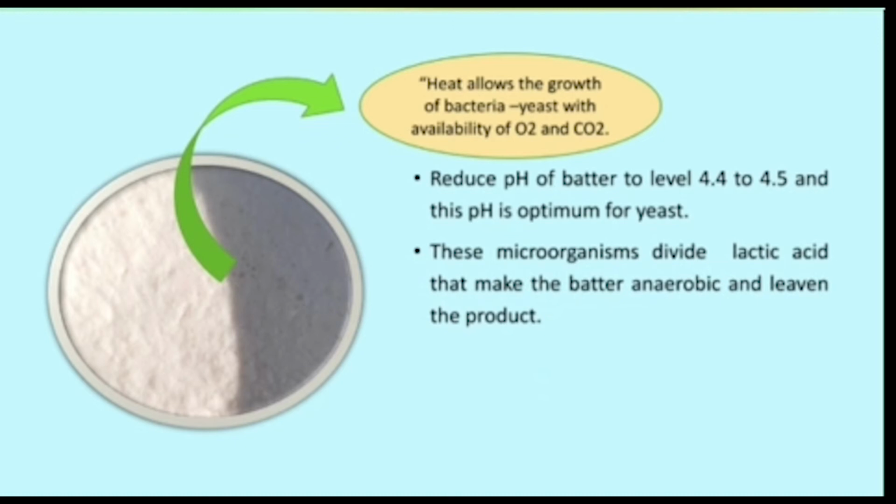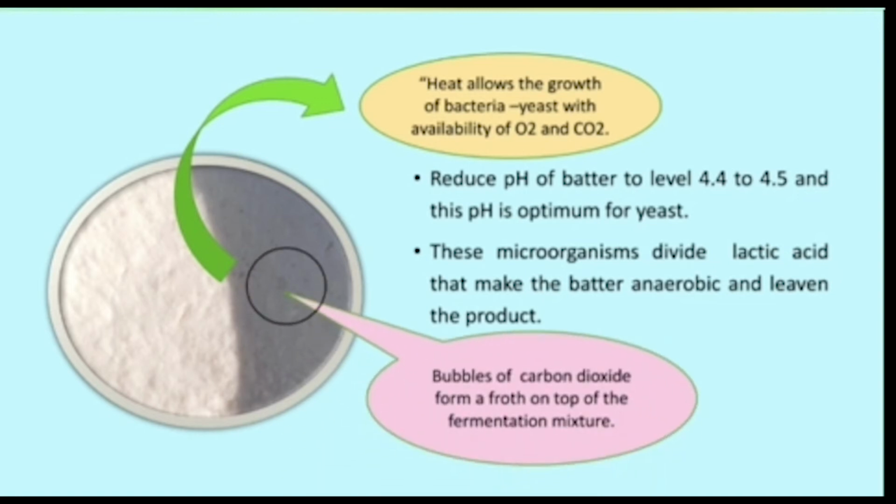Overnight fermentation of idli batter allows the rapid growth of naturally occurring microorganisms, Leuconostoc mesenteroides and Streptococcus thermophilus, in grains or legumes or utensils. These microorganisms divide and produce lactic acid and carbon dioxide that make the batter anaerobic and leaven the product. Bubbles of carbon dioxide form a froth on top of the fermentation mixture.